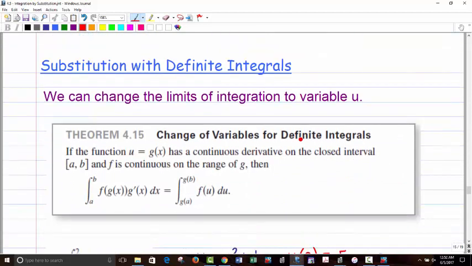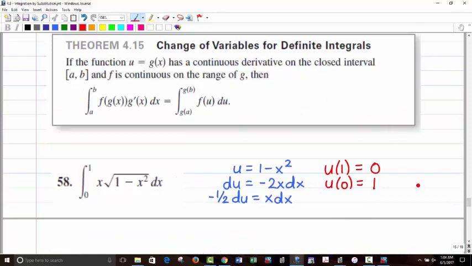Now, substitution with definite integrals. There are two ways you can do these problems. I prefer what I have written in this statement, which is why I'm just going to go ahead and do these problems. I think it's easier, and you'll see why I think it's easier in a minute. So let's take a look at this example.